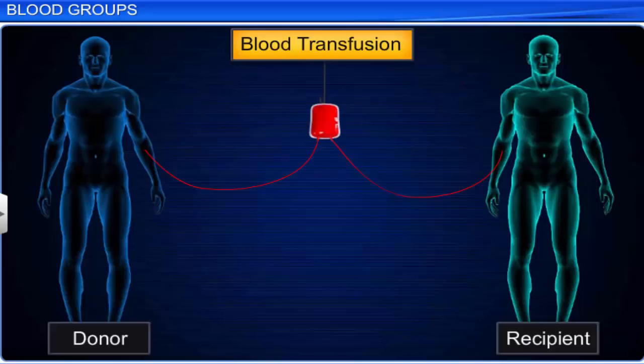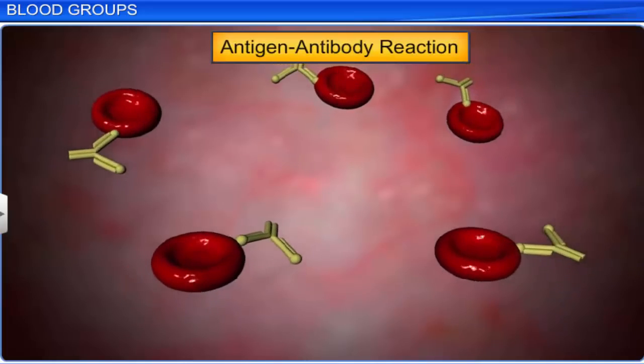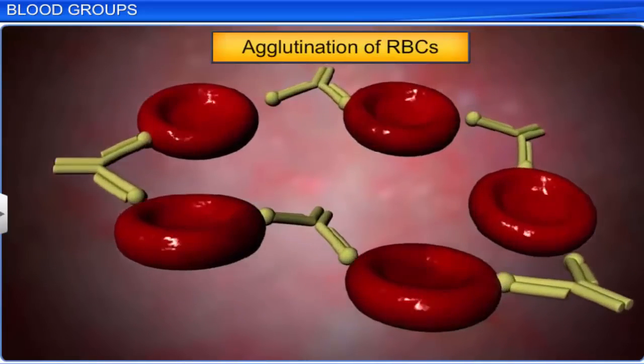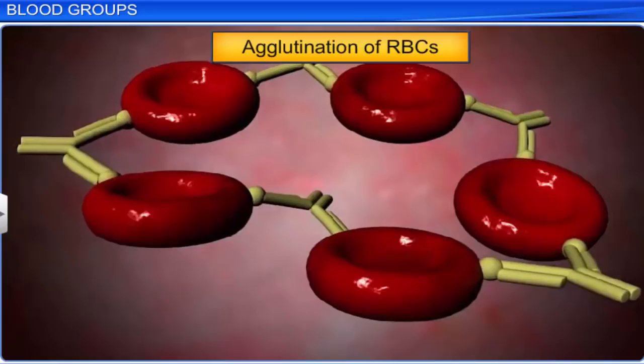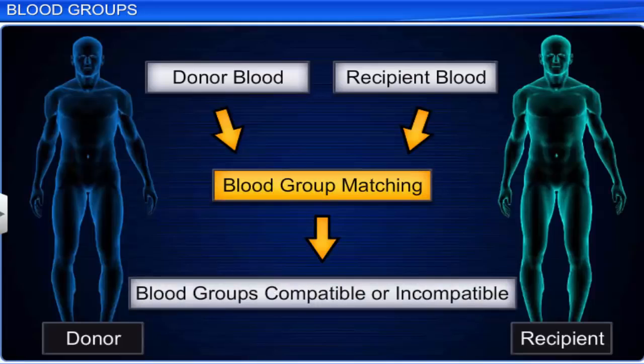These details are critical during blood transfusion between individuals, because specific antigens and antibodies present in the blood react and cause the clumping or agglutination of RBCs. Hence, blood group matching is carried out before blood transfusion. Blood group matching is a means to check if donor and recipient blood match or are compatible with each other.